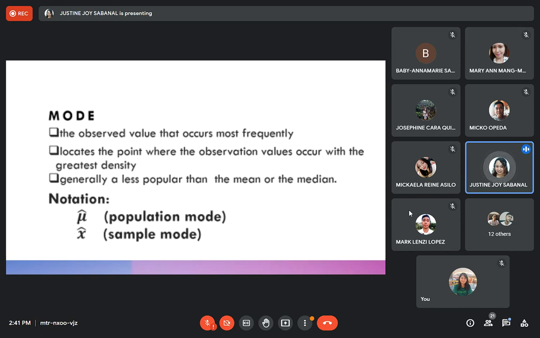Pag kinompare naman natin yung mode in the aspect of the mean and median, siya po ang pinaka-weakest type of measures of central tendency. Kasi nga, walang aspect of computation. Ang basehan lang natin is through enumeration or through counting. So, wala masyadong gumagamit sa mga research ng mode po. To identify or to represent the population mode po, we have mu hat or mu caret, and sample mode is x hat or x caret.